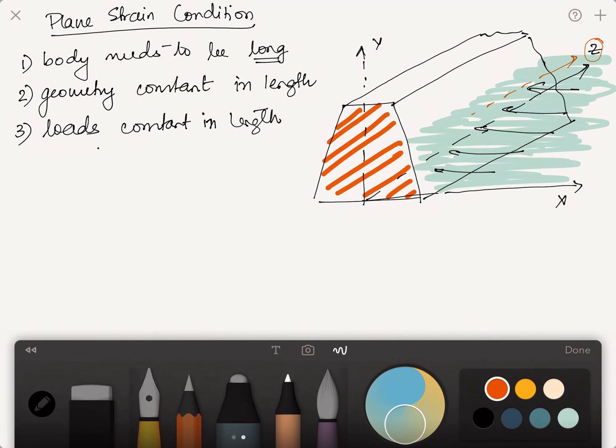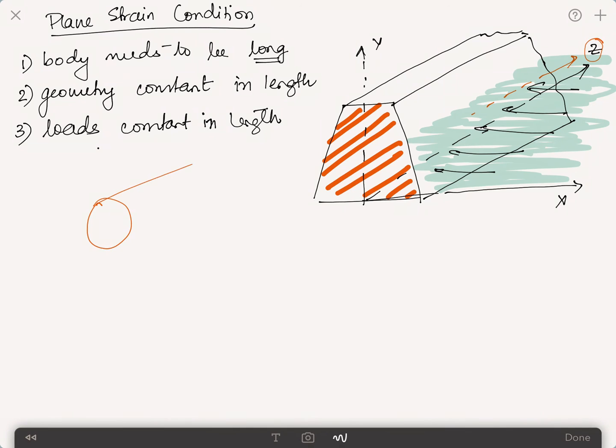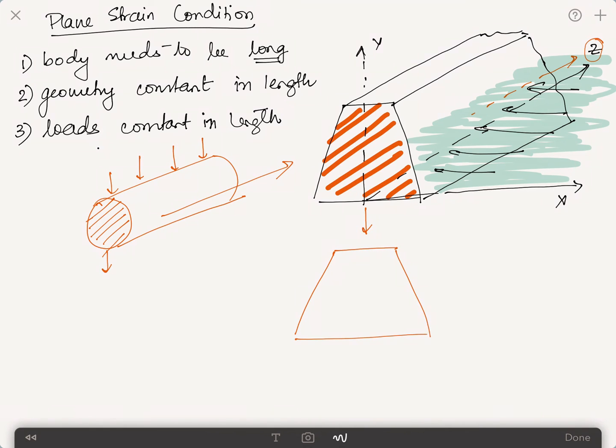So any body, for example, a cylindrical body that is quite long, where the only load we have is a certain load from the top, which is the same across the length, and the cross section also remains the same, can also be considered as a plane strain condition. And to model these different sections, we can just reduce them to two-dimensional planar surfaces which look like this, and plane strain conditions attached to them.